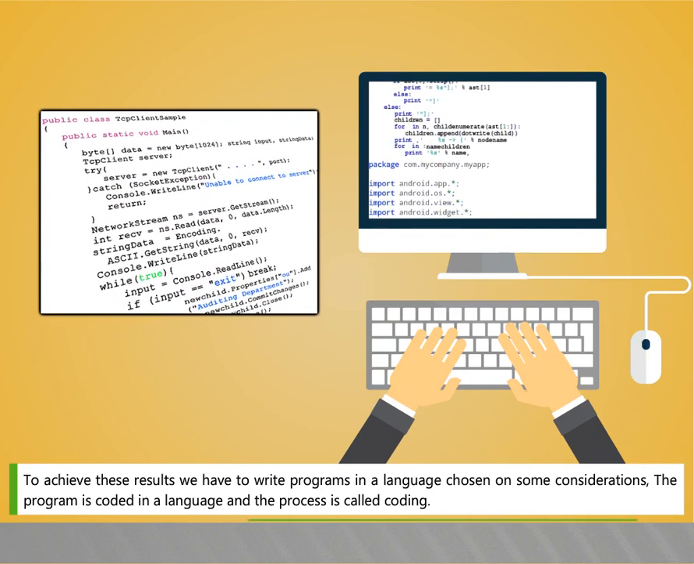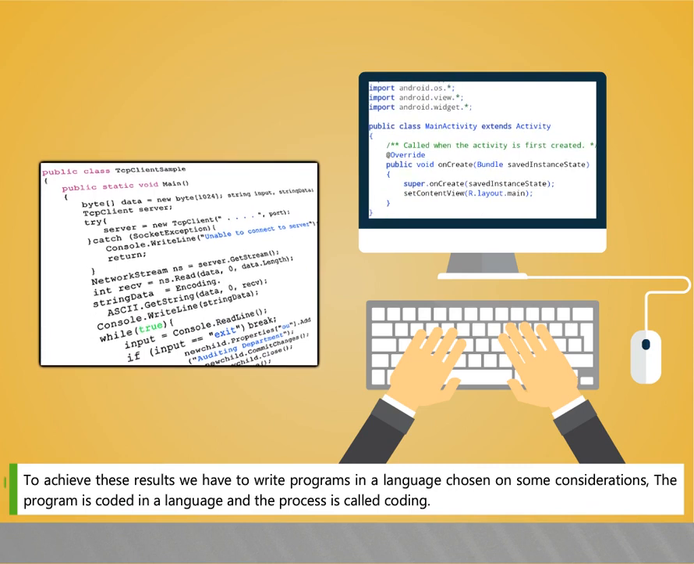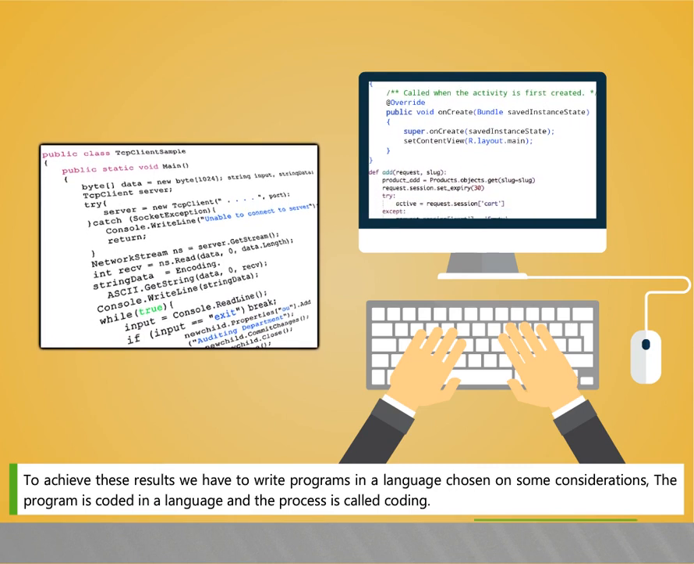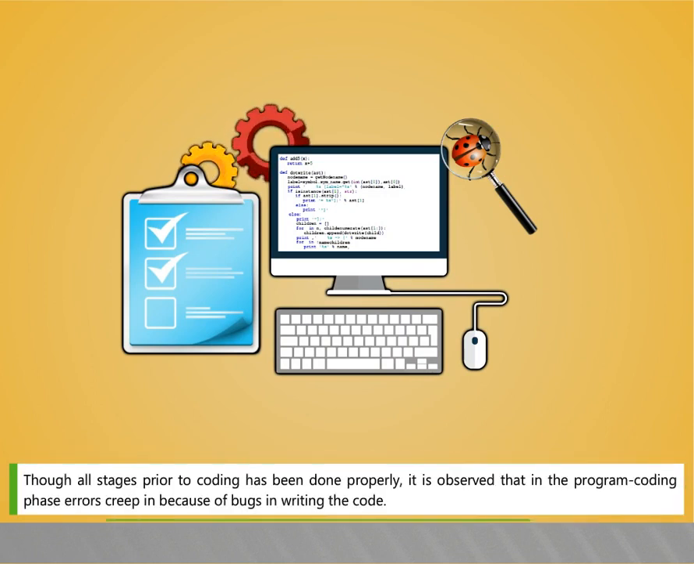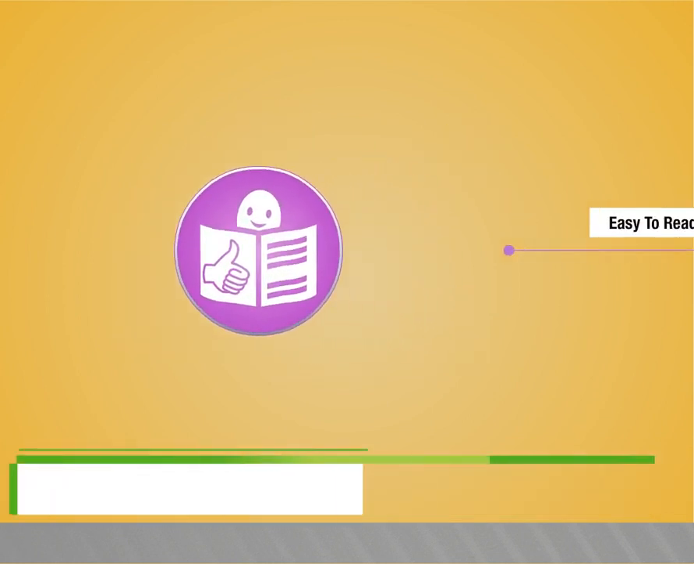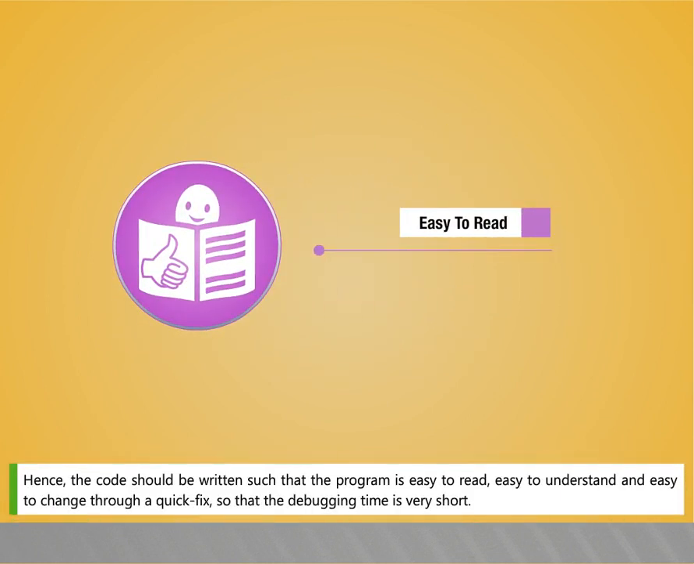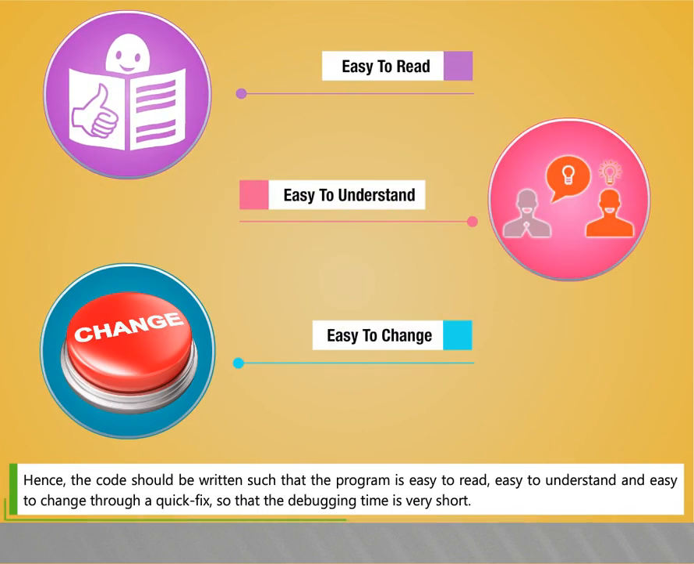To achieve these results, we have to write programs in a language chosen on some considerations. The program is coded in a language and the process is called coding. Though all stages prior to coding have been done properly, it is observed that in the program coding phase, errors creep in because of bugs in writing the code. Hence, the code should be written such that the program is easy to read, easy to understand, and easy to change through a quick fix so that the debugging time is very short.